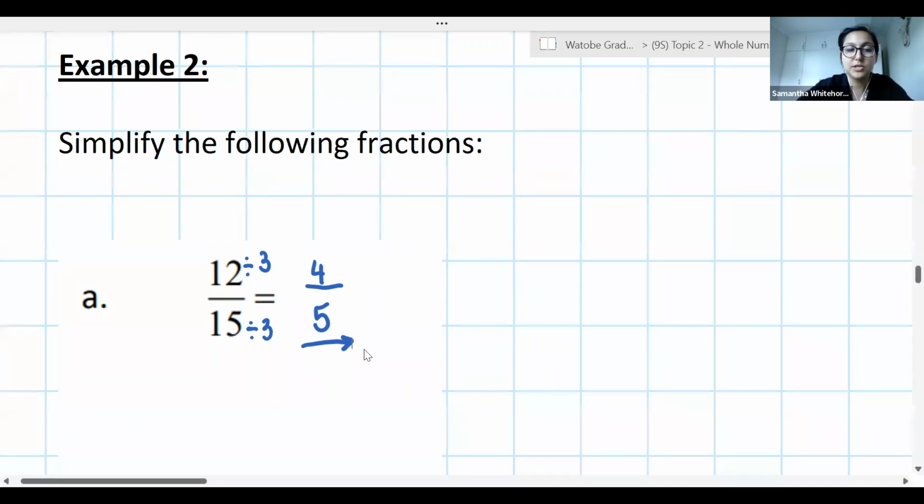Right, Palesa, question? Ma'am, where did you get the 3 from? Okay, so the 3 I got from asking myself, is there a number that I can divide into both 12 and 15? Because if I can divide it into both, it means I can make the numbers smaller and simpler to work with. And so the number that can divide into both 12 and 15 is 3. Oh, thank you, ma'am. Good. Sanako?